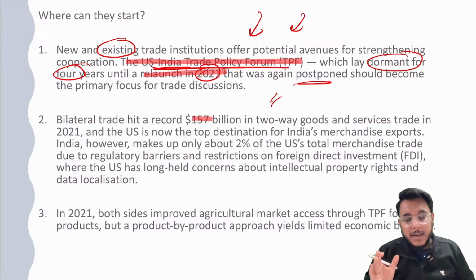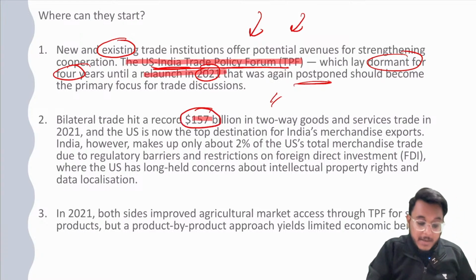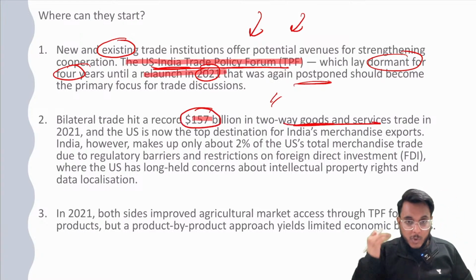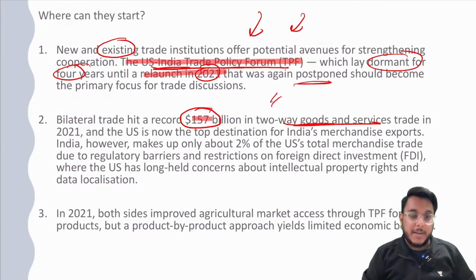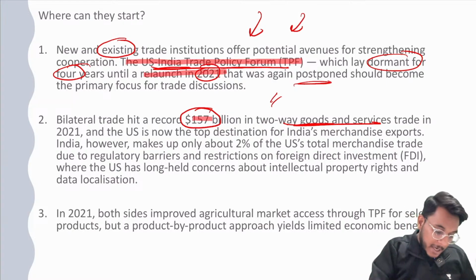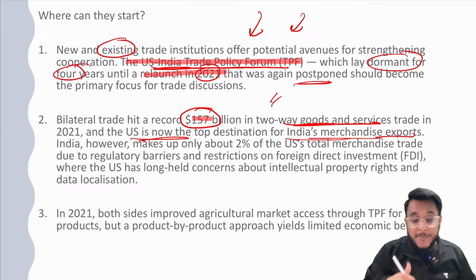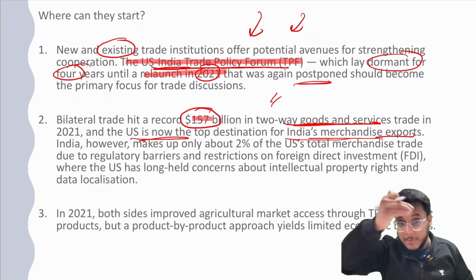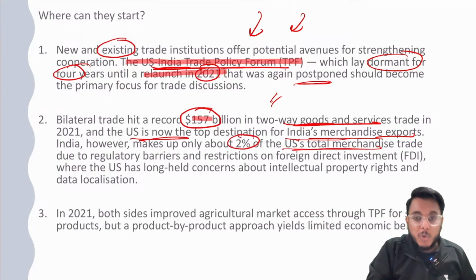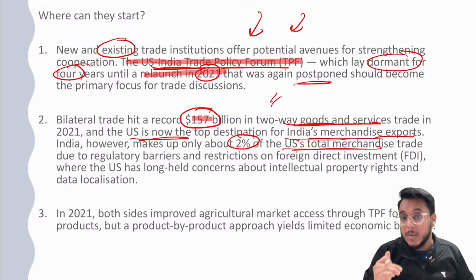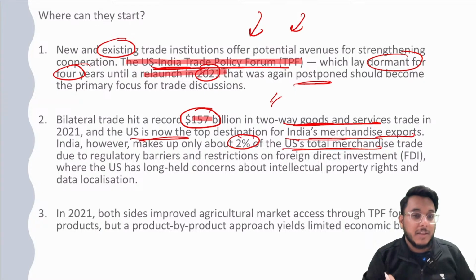Now, when we talk about the bilateral trade between the two countries, India and US, it has reached around 157 billion in two-way goods and services trade. So goods and services traveling from India to US and from US to India amount to $157 billion. At the same time, the US is now the top destination for India's merchandise exports. But when we talk about the trade from the US side to India, it is only about 2% of the US's total merchandise trade. So out of the total merchandise trade of the USA, only 2% is coming to India. The USA is irritated with this.